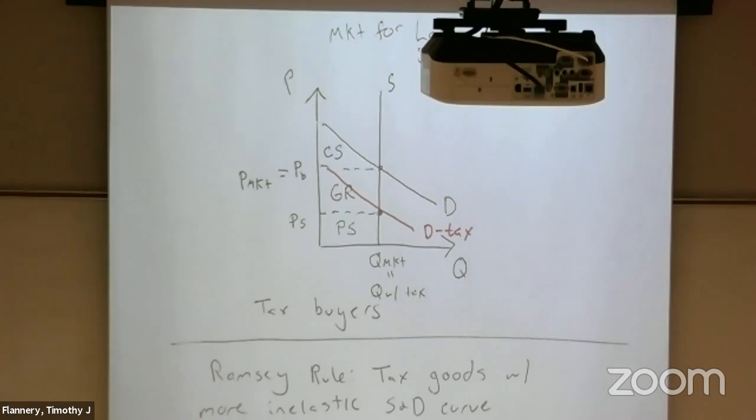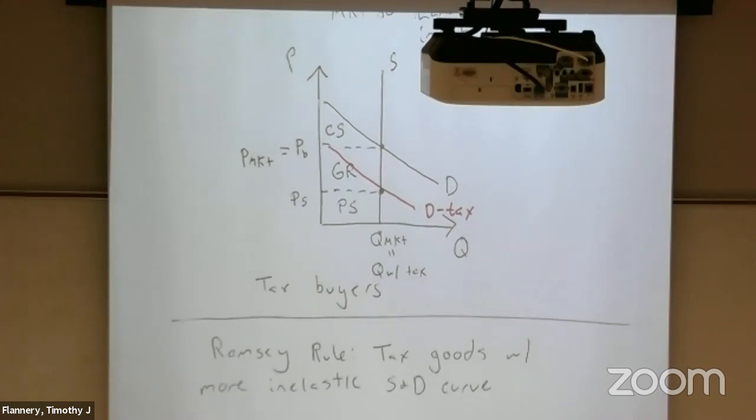Right, so we have this issue where the Ramsey rule doesn't always work because, practically speaking, people like goods to be taxed that are quote unquote luxuries, which means they're going to be elastic supply and or demand, particularly demand. All right, are there any questions on that?